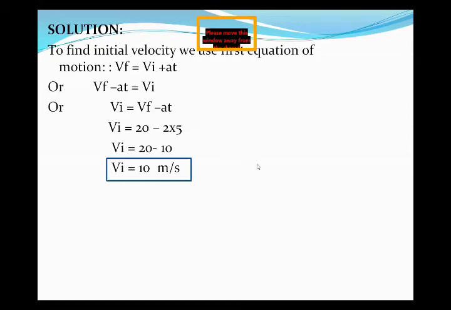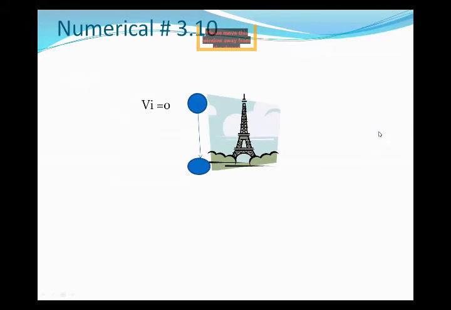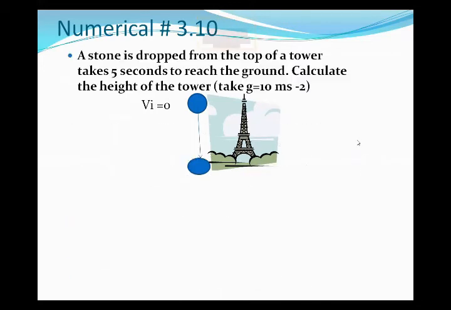Do you understand, students? I hope so. Now we are going to solve the next numerical. The next numerical is 3.10. In 3.10, the question is that a stone is dropped from the top of a tower.